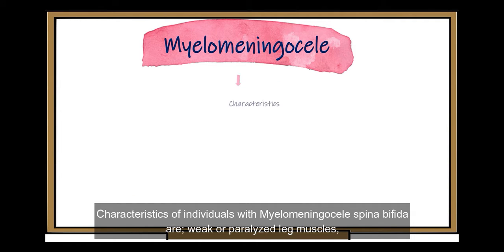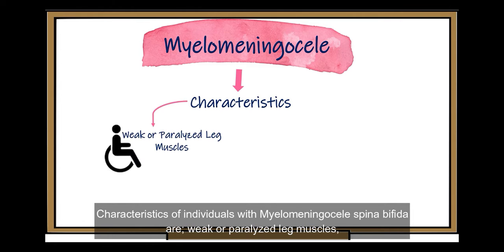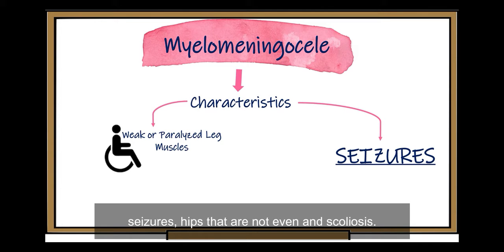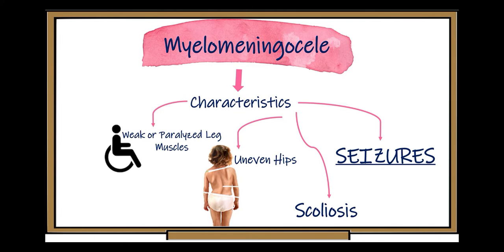The characteristics of individuals with myelomeningocele Spina Bifida are weak or paralyzed leg muscles, seizures, hips that are not even, and scoliosis.